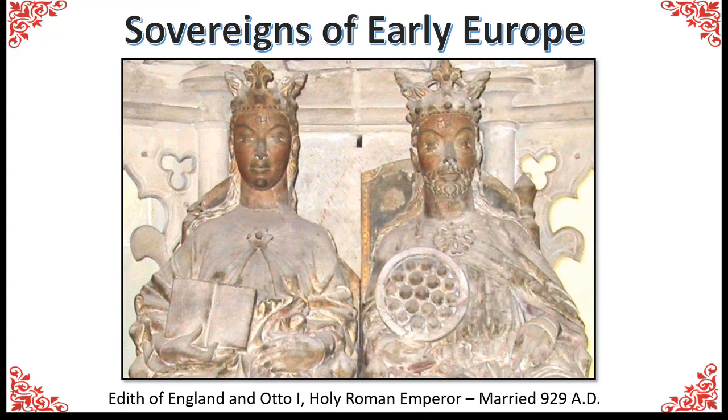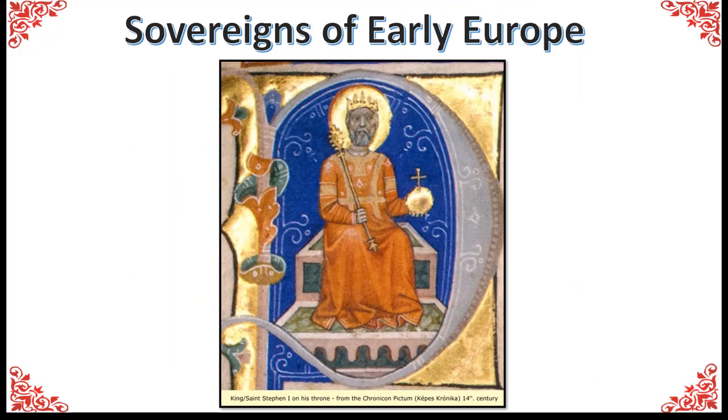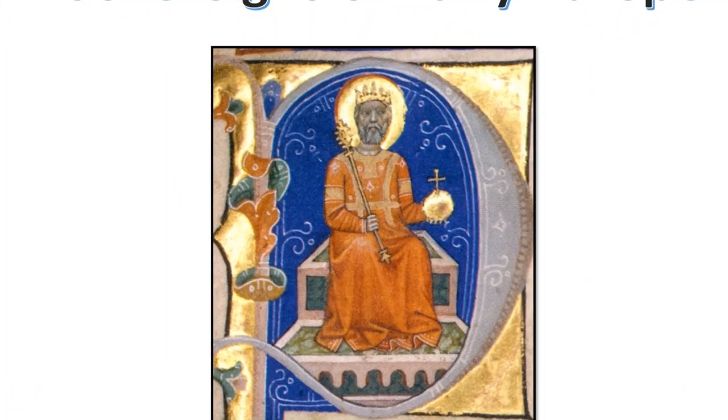This is Edith of England and Otto I, the Holy Roman Emperor. They were married in 929 AD. Now, Otto I became the Holy Roman Emperor upon his father's death, King Charlemagne, and yes, he was a melanated man too.